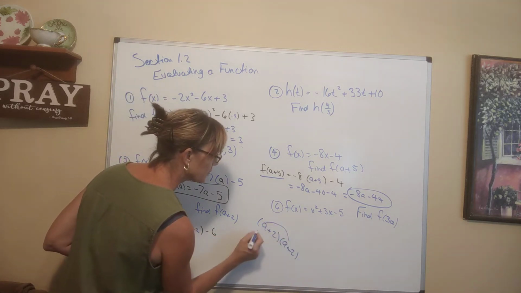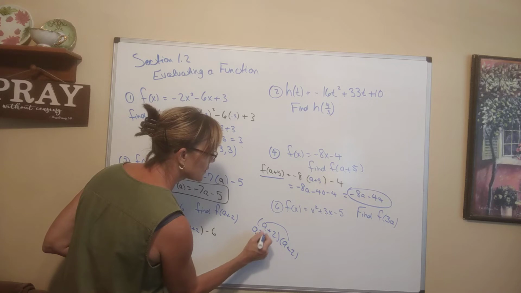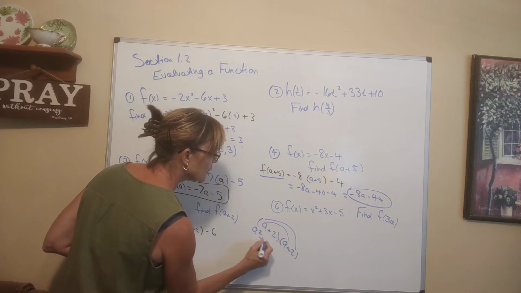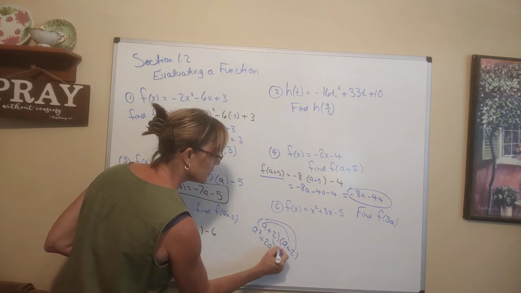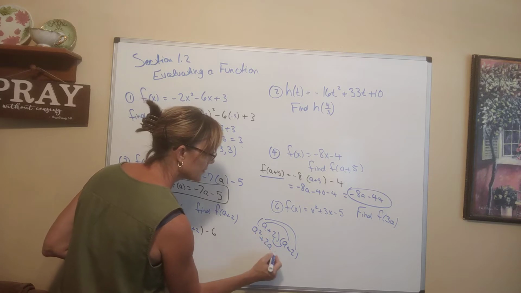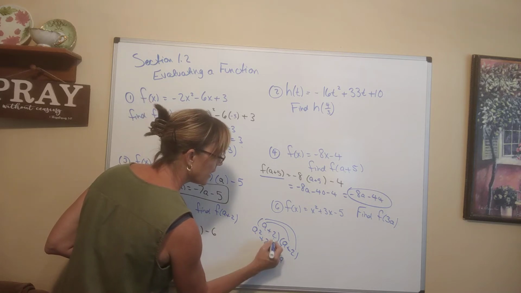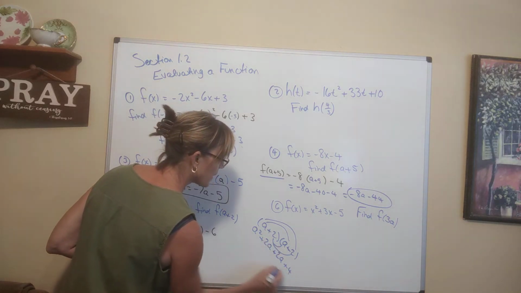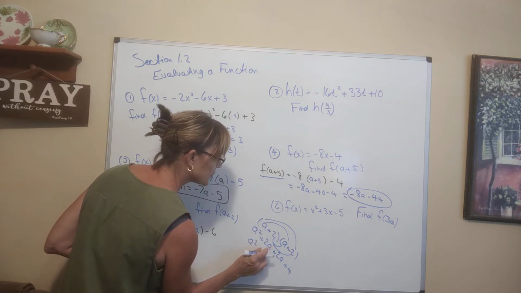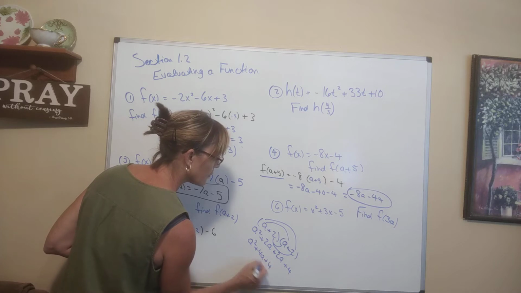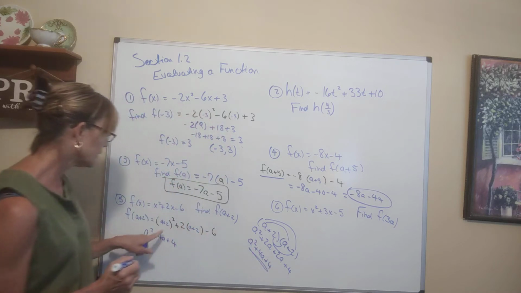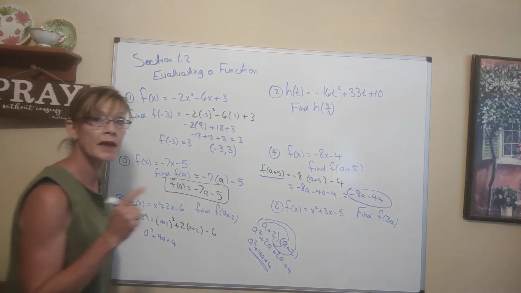Then carefully multiply this together. A times a is a squared. A times 2 is 2a. Then we're ready for this term. 2 times a is another 2a, and 2 times 2 is 4. Combine like terms, 2a plus 2a is 4a, plus 4. That's what you get when you square this term. So you need to be careful about that.